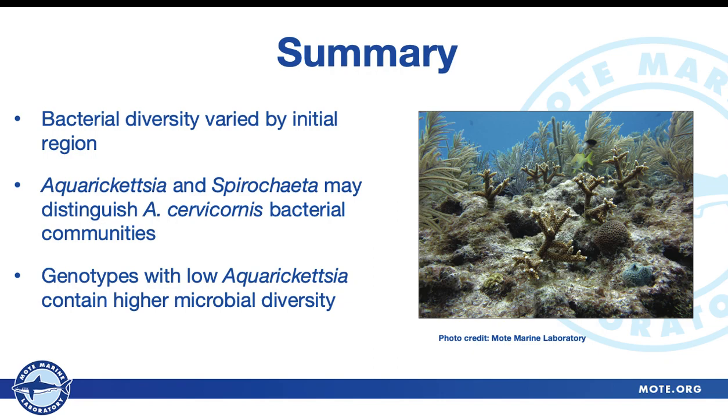So we also found two key bacterial genuses, Acropora and Spirocheta, that may play an important role in distinguishing staghorn coral bacterial communities. And we found a few genotypes in the lower and upper keys that had low Acropora, which appeared to result in higher diversity. And this higher diversity has been proposed to be indicative of disease resistance, because the higher diversity takes up niche space that could otherwise be used by opportunistic species.